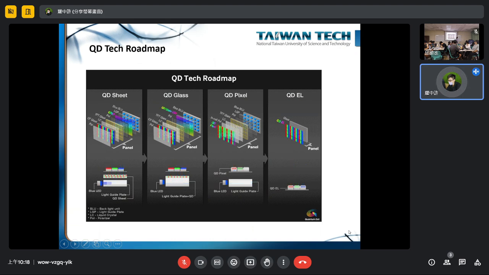And the last stage is the QD actively emitting device, and this is the most challenging because usually the quantum dot here is not quite stable. So for this, in addition to the light conversion, you also need to consider the electrical or the heat problems in your quantum dot layer. So this is quite challenging. We are still in the first stage.